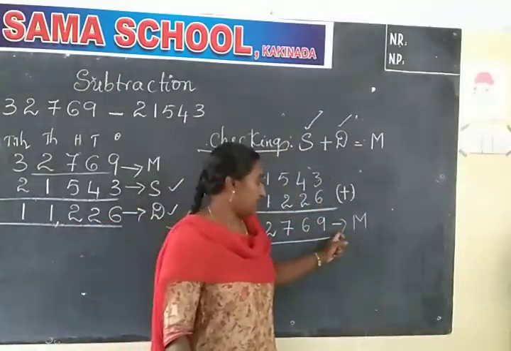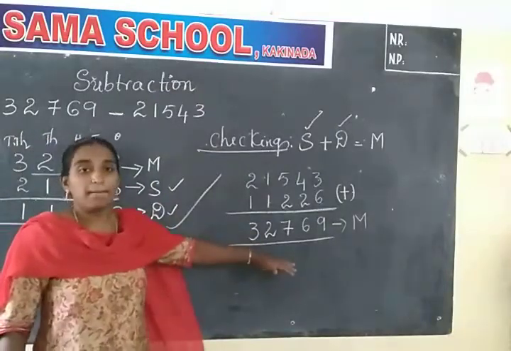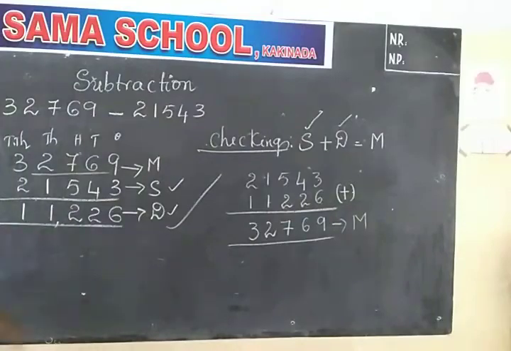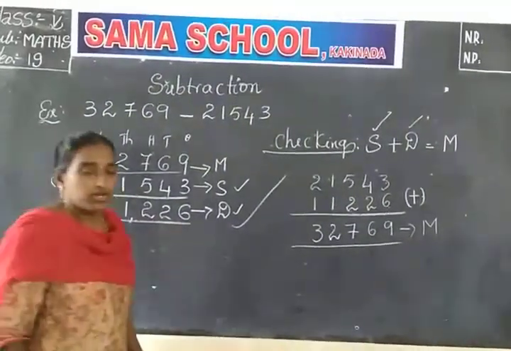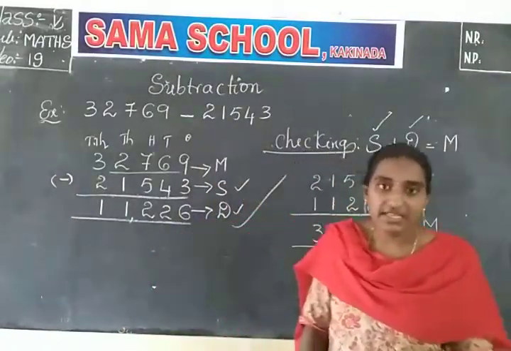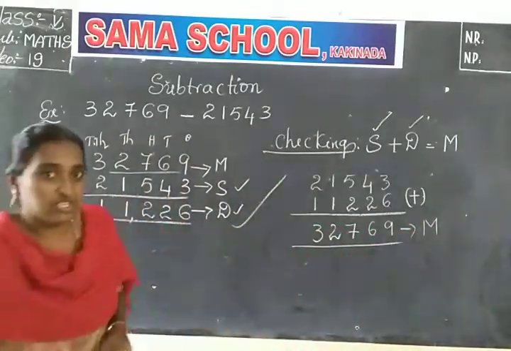Suppose if you did anything wrong here, any mistake here, you will not get the minuend. Then your answer will be wrong. In this way, you can check your answer. Did you understand, children? What are the terms of subtraction and in what way we have to check our answer? So, this is the way we have to do the subtraction. Okay?